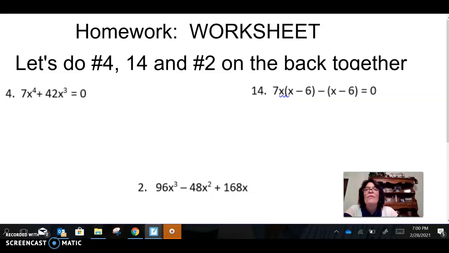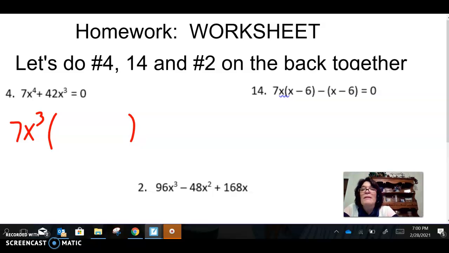Okay. The homework, I'd like you to do the worksheet that's on Schoology. There's also a quizzes on Schoology. Okay, but the worksheet, I'm going to do number 4 and 14 on the front and number 2 on the back to help you out. Okay. Number 4 is very similar to what we were just doing. The biggest number that goes into 7 and 42 is 7. The smallest exponent is x cubed.